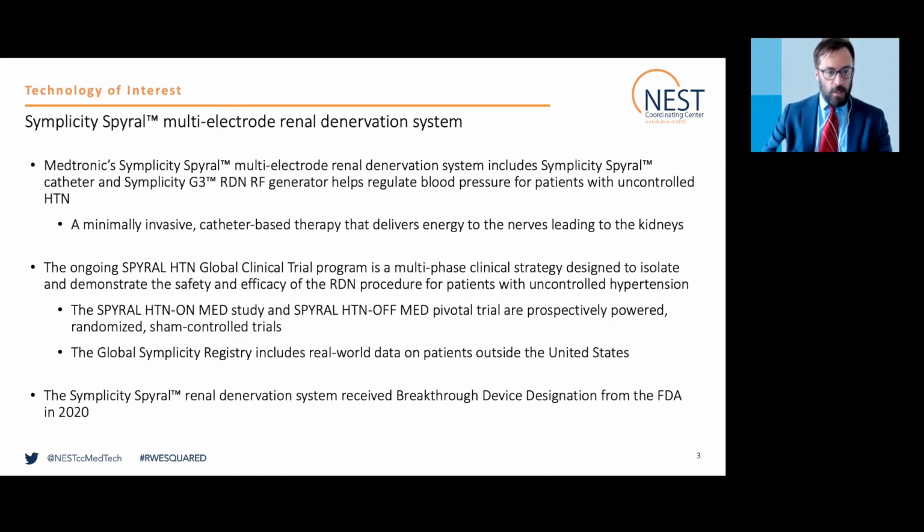And we believe this test case will provide additional evidence to the body of evidence supporting renal denervation. Next slide, please.